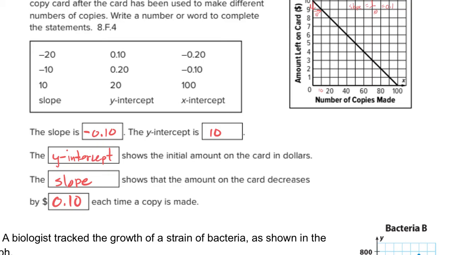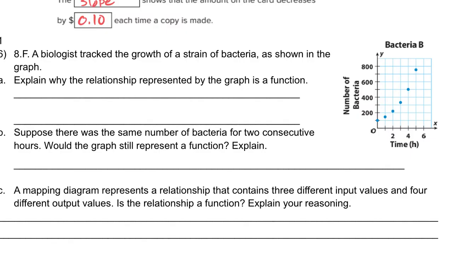Okay, there you go. On this one, a biologist tracked the growth of a strain of bacteria as shown in the graph. Explain why the relationship represented in the graph is a function. Well, each input has exactly one output. And I guess also it passes the vertical line test.